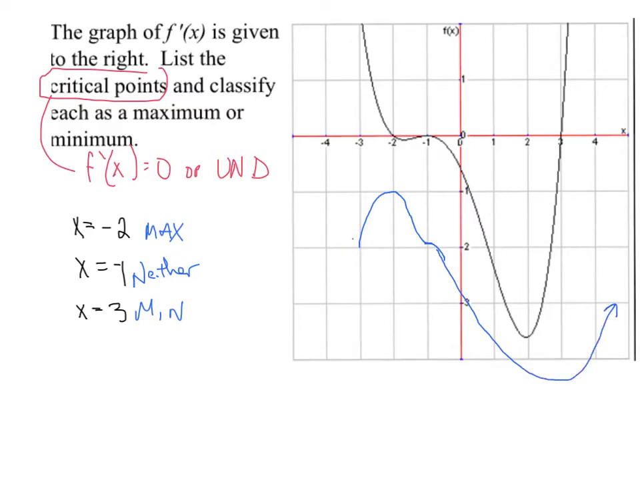Certainly I could put this graph in a lot of different spots, but this is the general shape of it. It's got a maximum at -2, a horizontal tangent at -1, because the slope is 0 there. Negative derivative means the function is decreasing, then not decreasing, then decreasing some more, and then we have a minimum at 3.